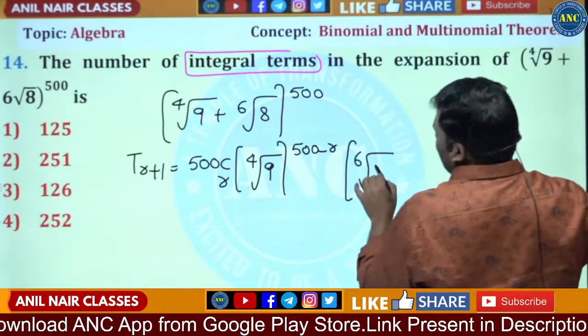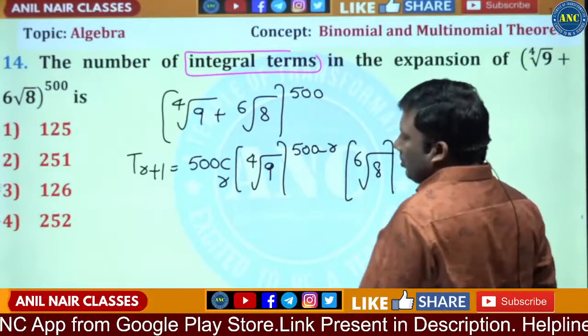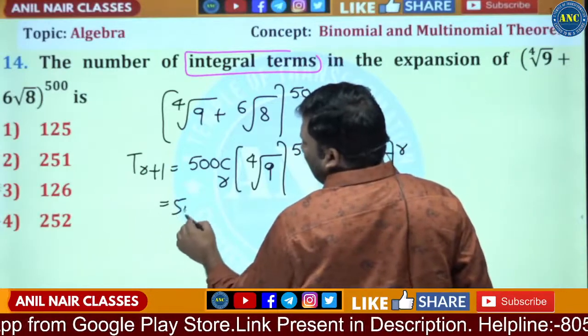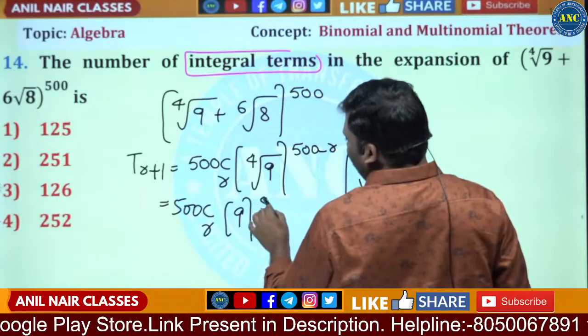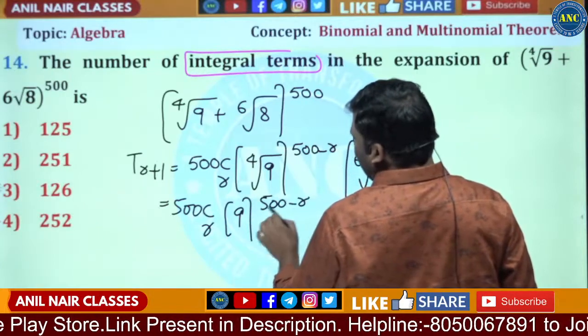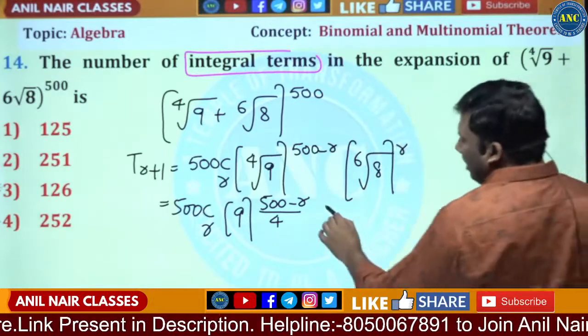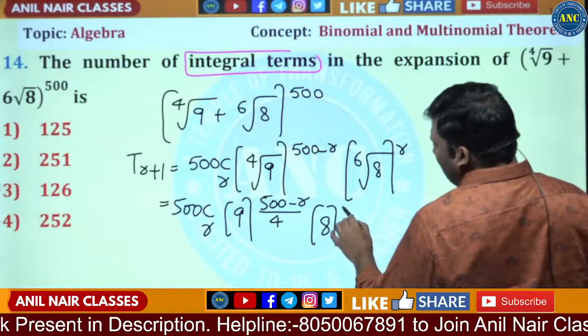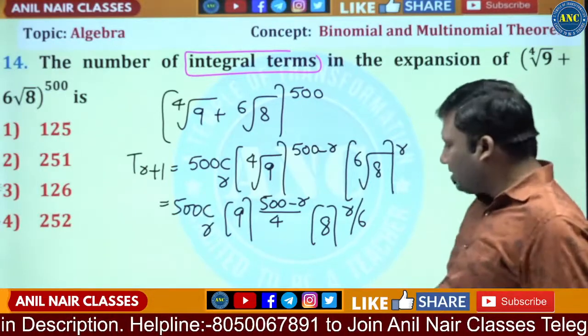6th root 8 power 8. So this will become 500 CR, 9 power (500 minus R) by 4, 8 power R by 6. I hope it is clear.